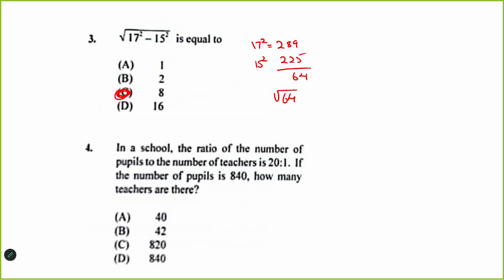In the school, the ratio of number of pupils to number of teachers. So pupils is 20, teachers is 1. They said if the number of pupils is 840, we know that 20 parts is equal to 840, and we want 1 part, which is teachers, which would be 840 divided by 20. Cross out this 0, 2 could go into 8, 4, 2 could go into 4, 2. So the answer would be B, 42. And that's how you would get your answer for number 4.